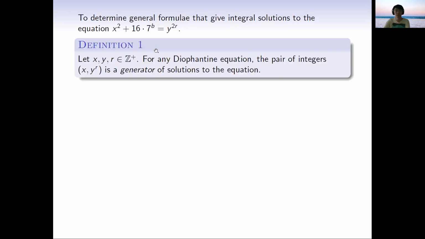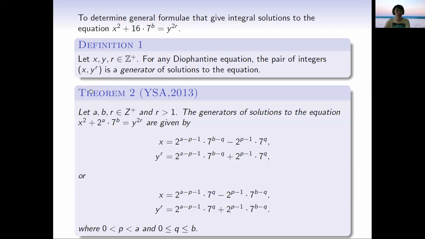Here's a definition. For any Diophantine equation, the pair of integers x, y, r is a generator of solutions to the equation. And this result was published in 2013. It says that the generators of solutions to the equation x squared plus 2 to the power of a times 7 to the power of b equals y to the power of r are given by either this set of solutions or this set of solutions, where p is between 0 and a exclusive and q is between 0 and b inclusive.